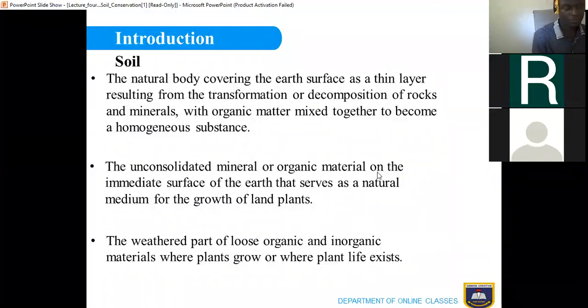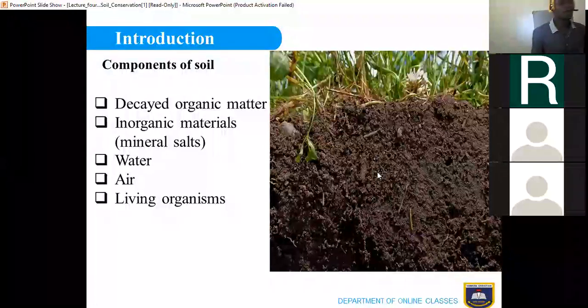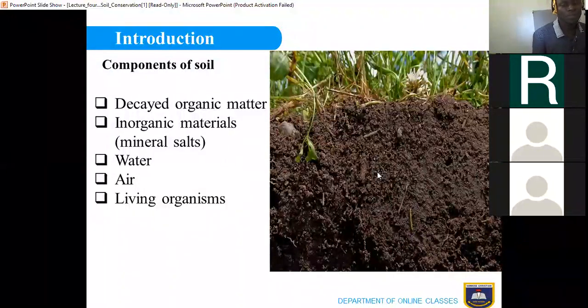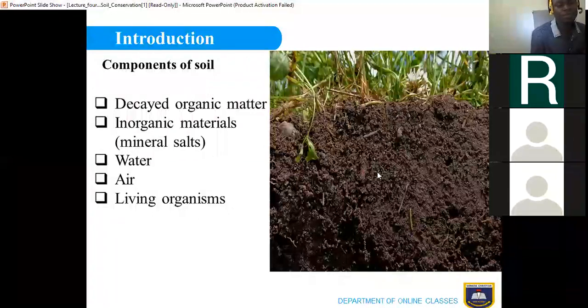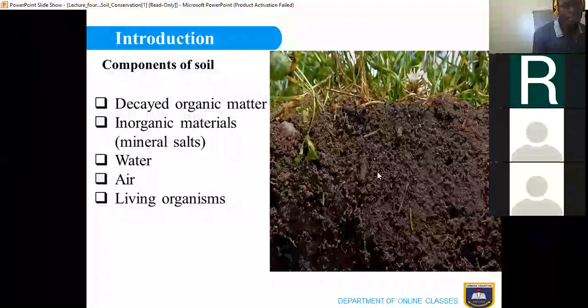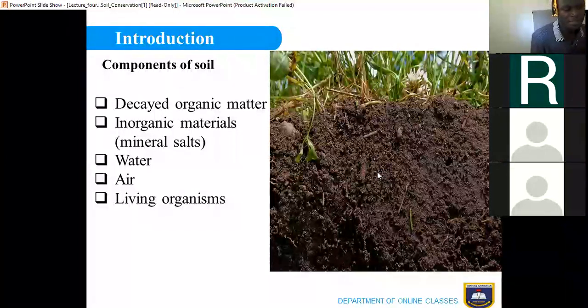We can go on. What are the components of soil? Now, because we know that soil is coming from rock materials that have broken down and have mixed with organic materials, and of course these rock materials contain some minerals, the things that form the soil are basically the things that the rock contains. Do you understand that?